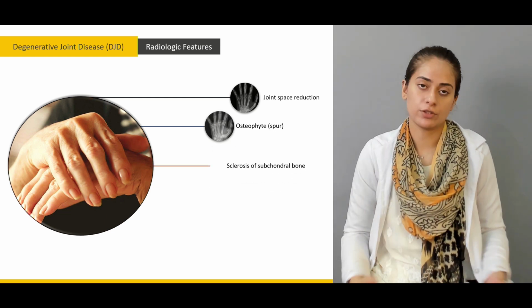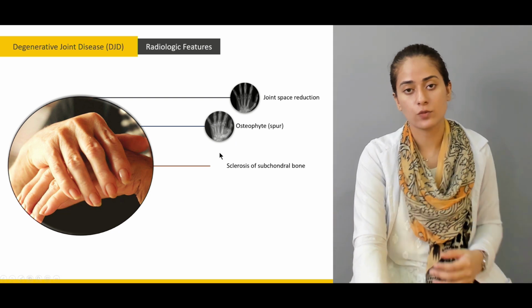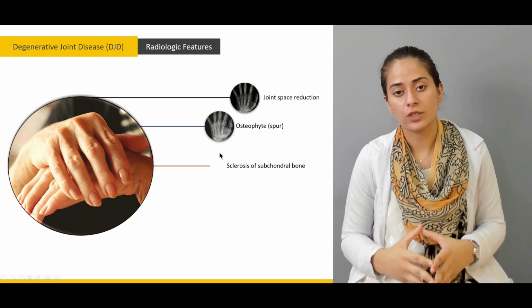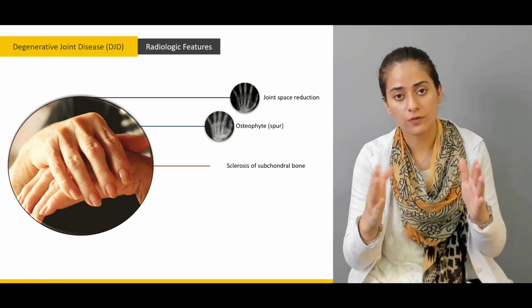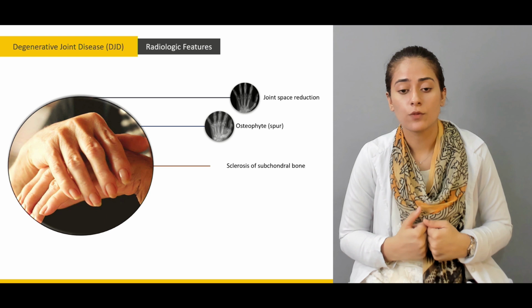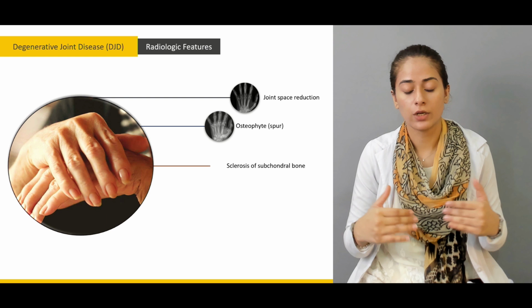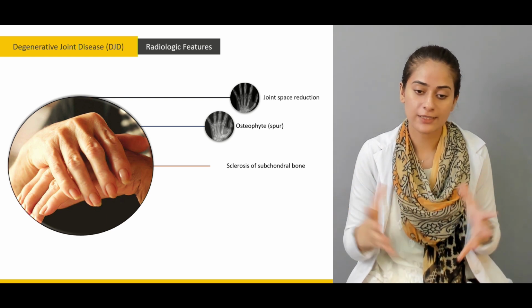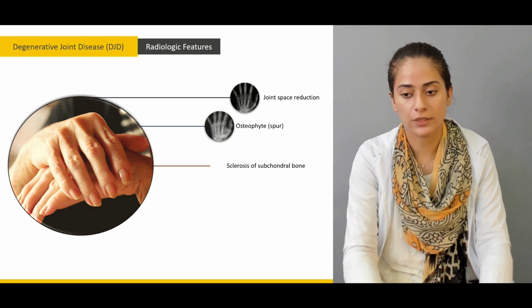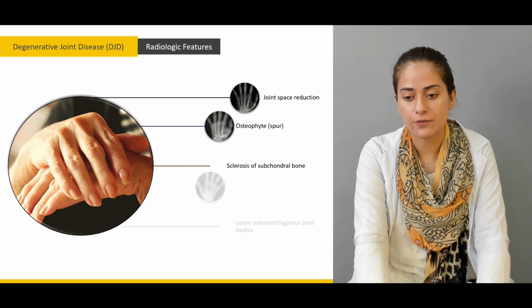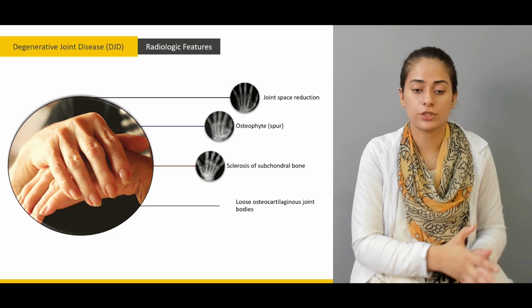Then there will be sclerosis. Sclerosis means that the joint surfaces or the bone surfaces will appear brighter because of increased osteal activity, which is not good because it will be replaced by osteoclastic activity, which is actually going to eat the bone. So sclerosis, and then we have loose osteocartilage joint bodies, which we also saw just now.